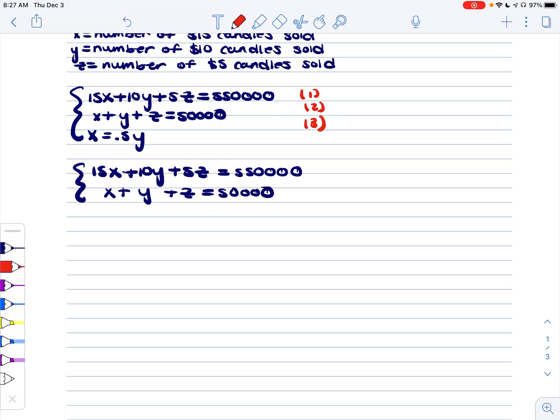Okay, so that is our 1 and 2 equations put together. Now, like I said, since the third equation does not have a variable z, that's our only choice for what variable we're going to eliminate here. So we'll need to multiply the bottom equation through by a -5.